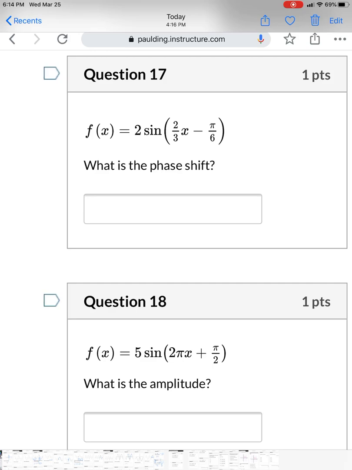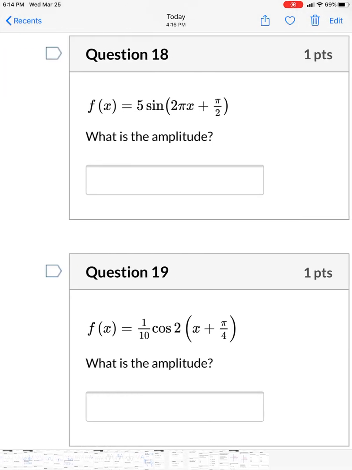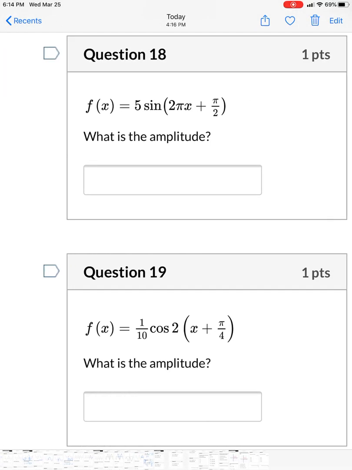Okay, 17, we just did it. 18, what's the amplitude? Well, that's the number that's going to lead off the whole equation. So I think that one's staring us right in the face. What's the amplitude in number 18? There's 18 again. 19, amplitude again. What's your leading number? That's going to tell how far you go up and above from the center of the graph.